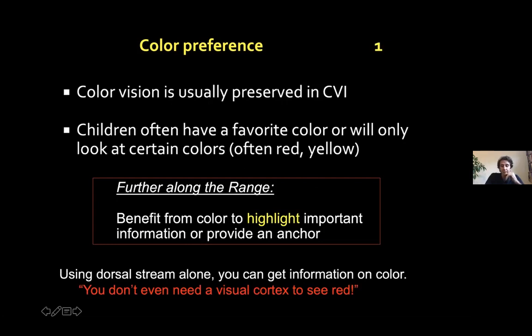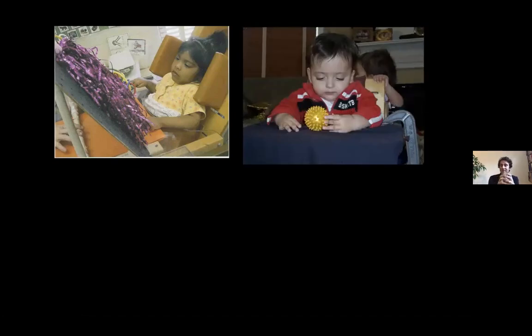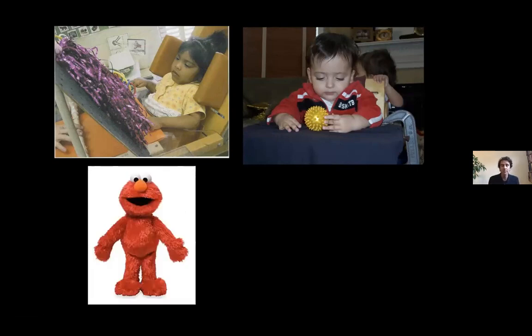Okay, right? You don't even need a visual cortex to see red. And using your dorsal stream alone, you can get information on color, right? You don't need ventral stream to give you information on color. Okay, so for example, here earlier on in phase 1 or early phase 2, lower on the CVI range, a child's only able to look at things that are bright, shiny, saturated colors and single colored objects. Okay, child's only able to look at a ball if it's a single bright color. A multicolored object they wouldn't be able to process. It would be much more complex and difficult. That's why things like Elmo, dolls like Elmo, bright, single colored, are a very easy target for a child to process who's a little younger or earlier in their CVI range.